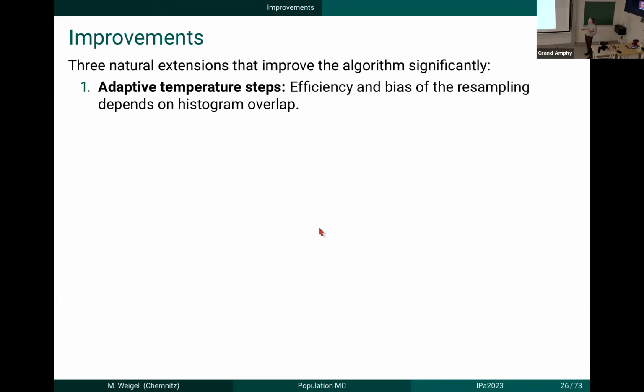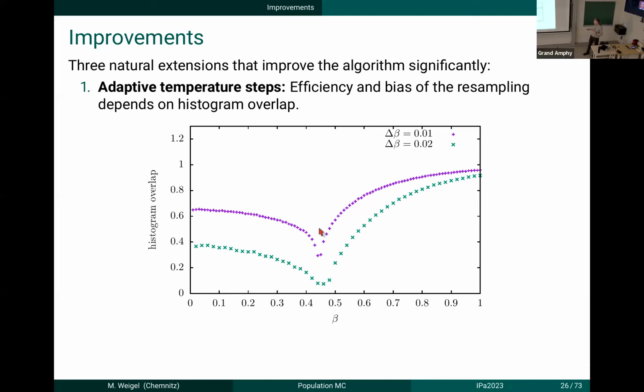And so let me speak about a few improvements. The first of those is exactly this adaptive temperature schedule. If you make fixed inverse temperature steps, so delta beta, for example, is 0.01 or 0.02, and then you look at the overlap of the energy histograms at neighboring temperatures, then, unsurprisingly to anybody who has, for example, done parallel tempering, you find that there's a minimum of this overlap close to the critical point. That's a combination of two effects. The width of those histograms changes, but also there's a maximum slope of the energy as a function of inverse temperature close to the critical point. And so these have to be balanced.